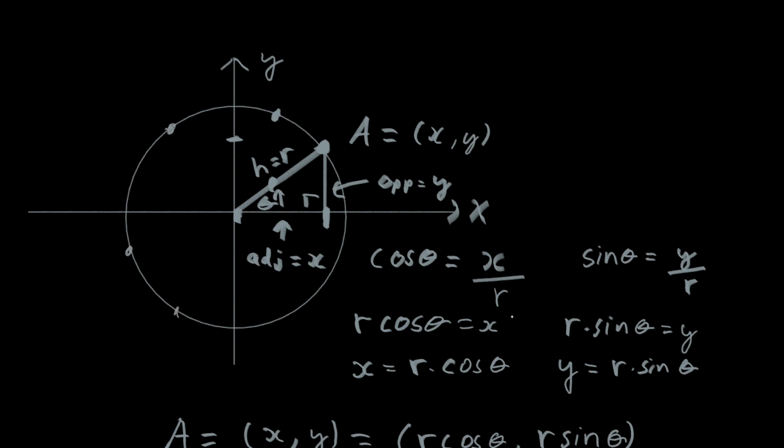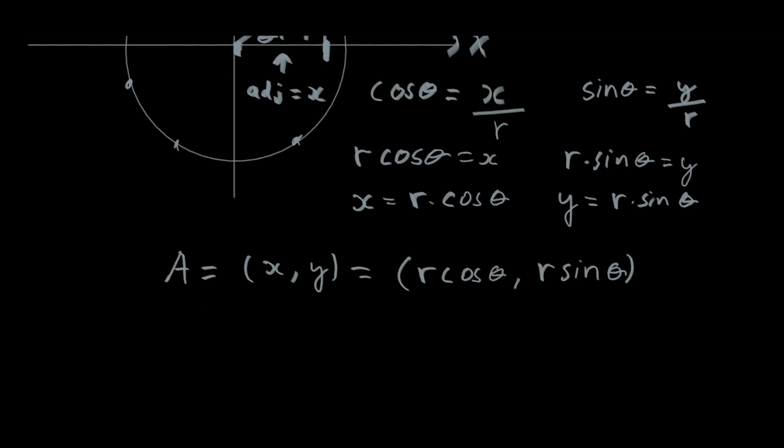The same kind of reasoning applies to any point on the circumference of this bigger circle that has been scaled up, and the same kind of reasoning would apply if it's been scaled down. It's just that the radius would be smaller than 1 rather than greater than 1. And this here is what it means to express the coordinates of A in polar coordinates. So that's polar coordinates in a nutshell.